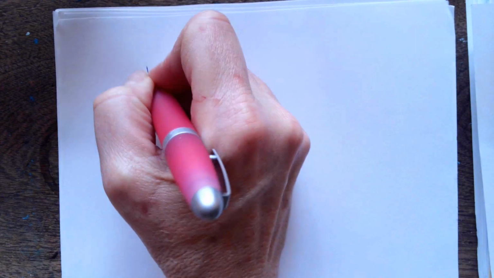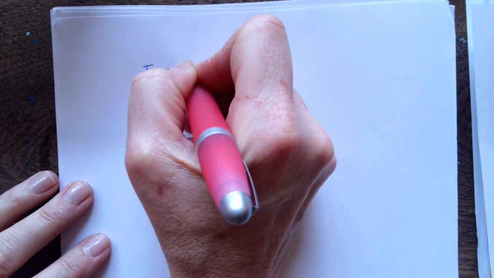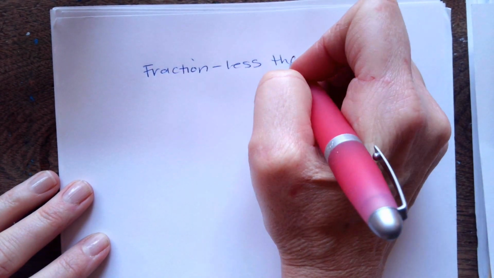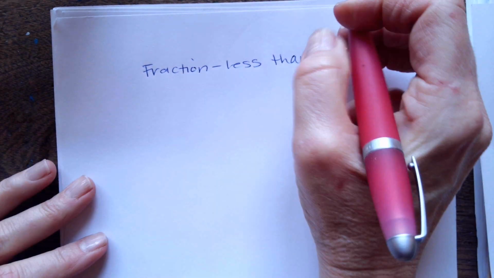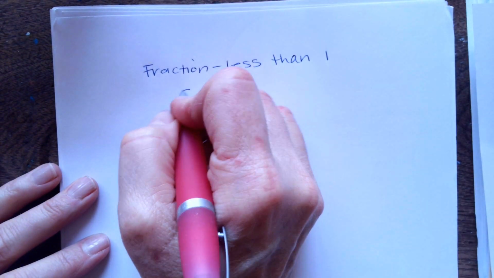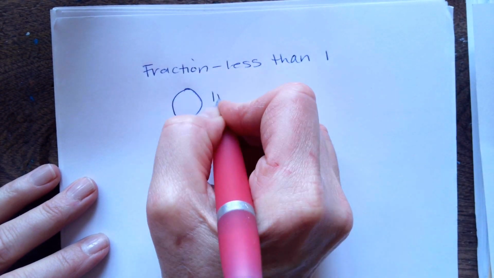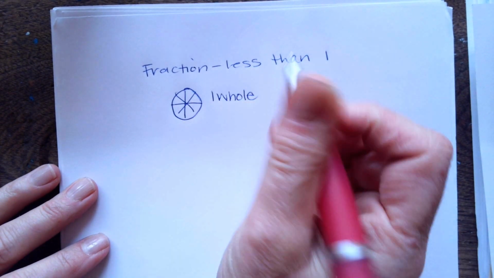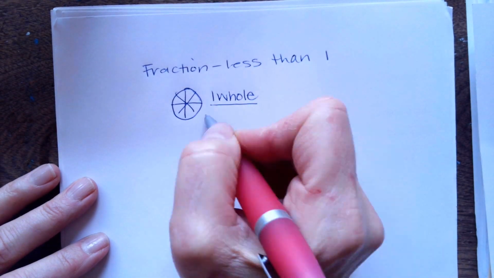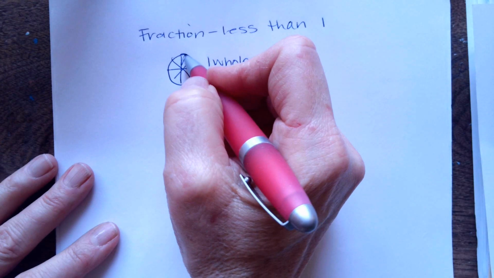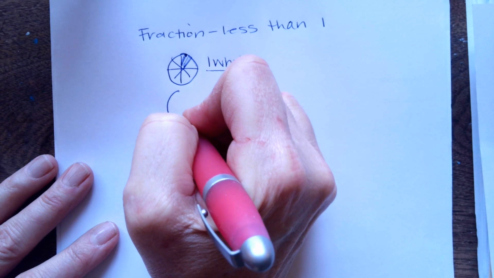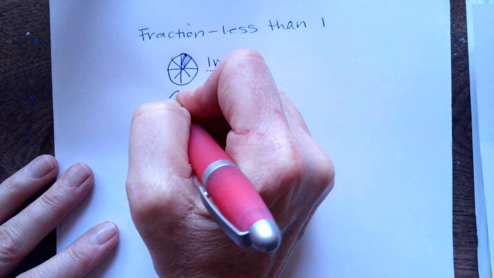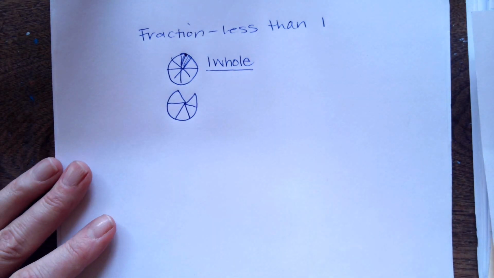A fraction is something that means less than 1. So if you buy 1 pie, this is 1 whole pie, right? So you have your pie, and this is 1 whole pie. A fraction means some part of it is missing. So instead of having the whole pie, you have something that looks like that.